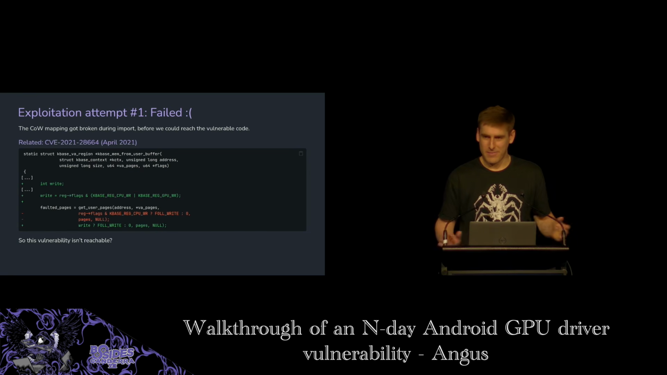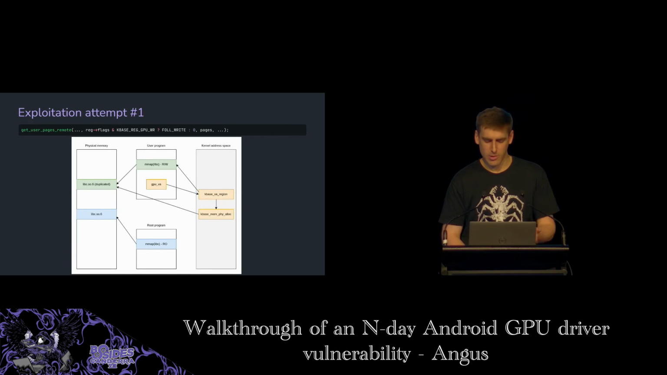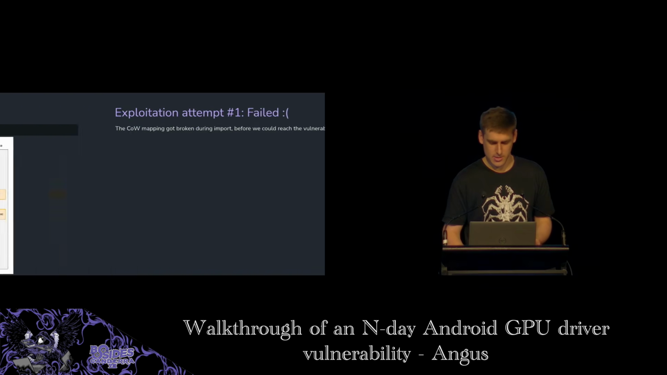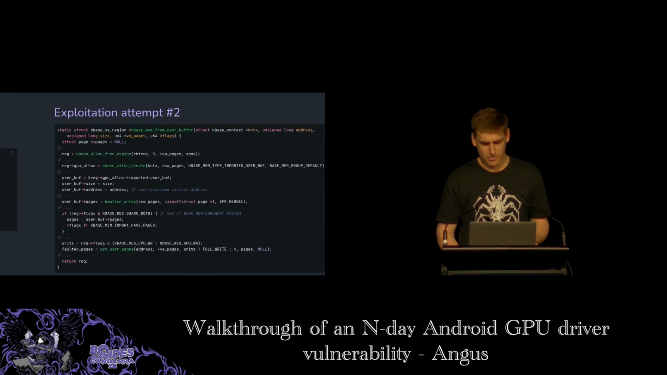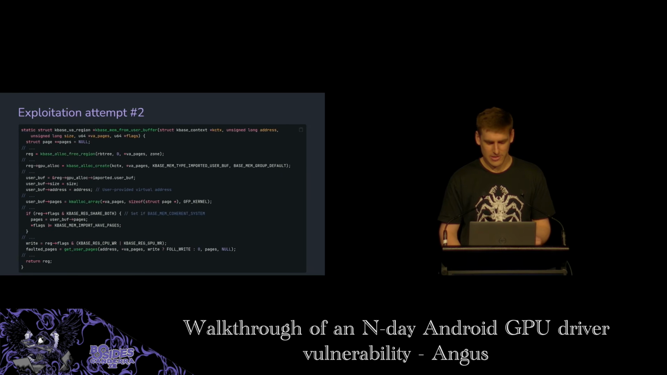So, problem here is this vulnerability doesn't seem to be reachable, right? Because we can't go and import this memory without triggering an unshare during the initial import. And we can't reach our vulnerable code without importing the memory in the first place. So it's not reachable, right? Well, let's have a look at our underlying kernel code again.